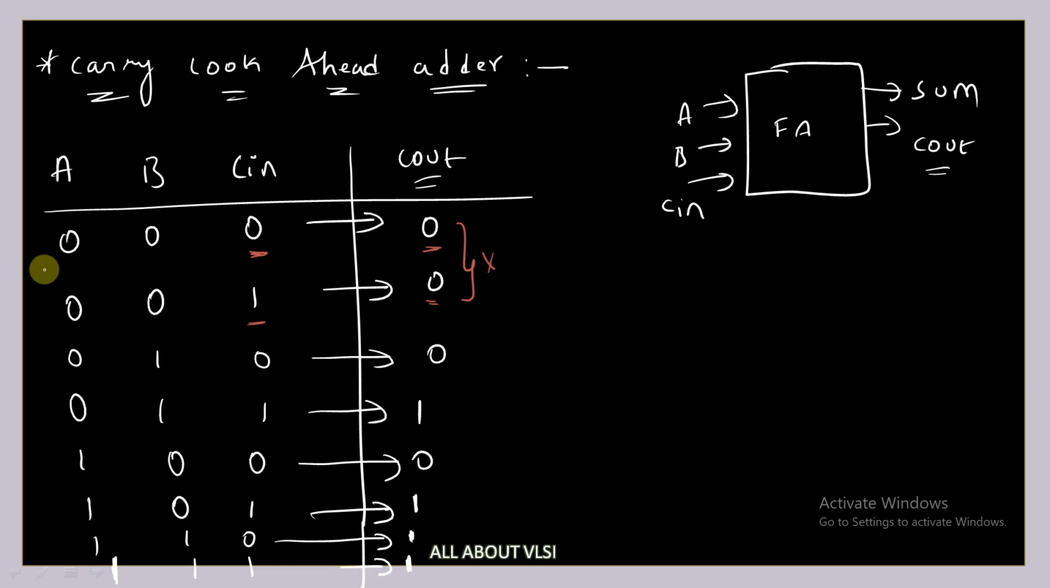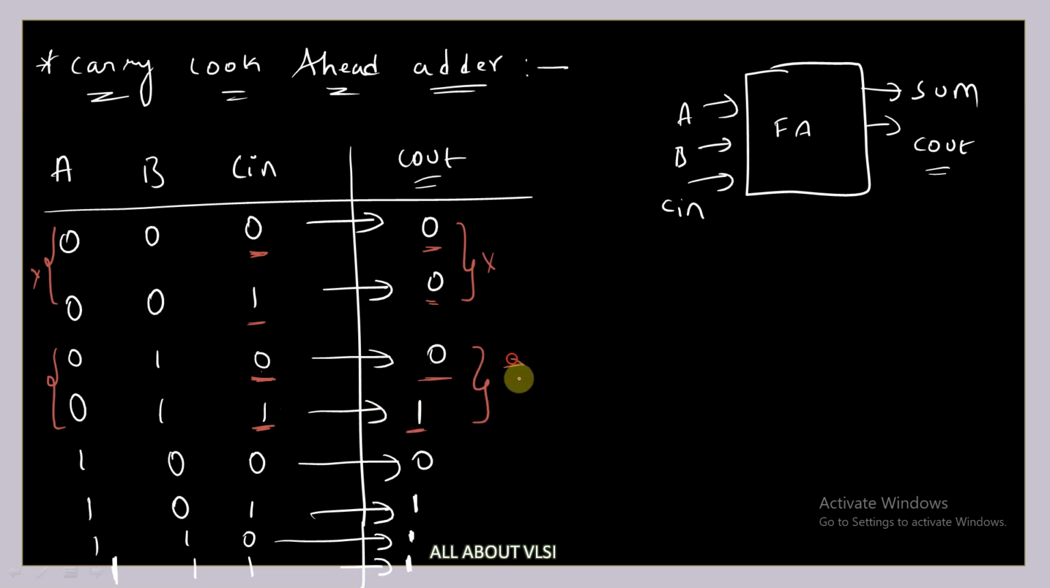Okay. So A is equal to 0, B is equal to 0. This case we are not going to consider. So this case we are not going to consider. Now let us take this case. A is equal to 0 and B is equal to 1. Now if you see this case, whatever the value of C in, we have the same value of C out. So whatever the value of C in we are having, same value we are having.